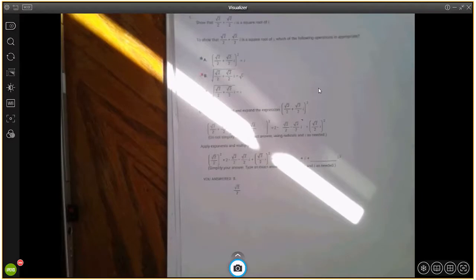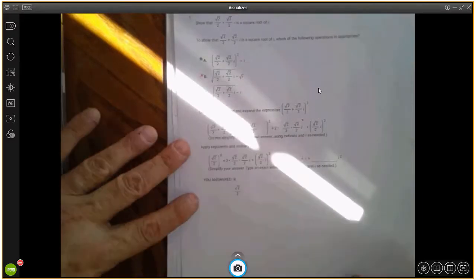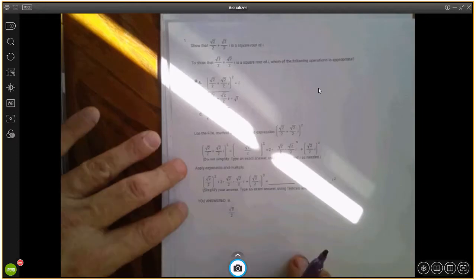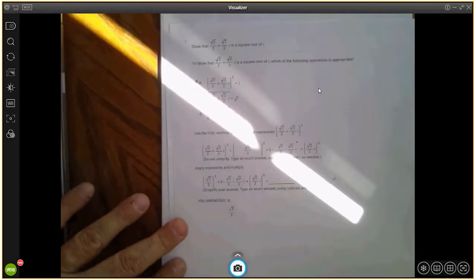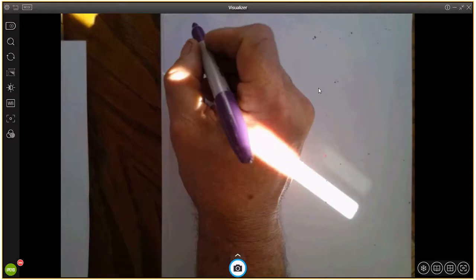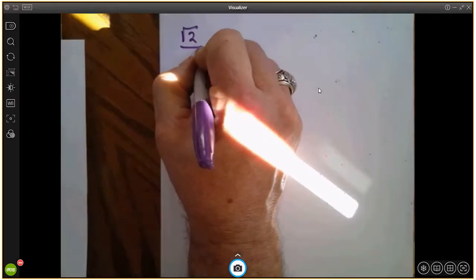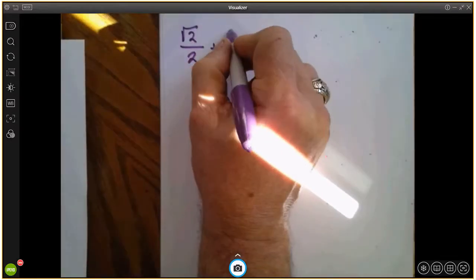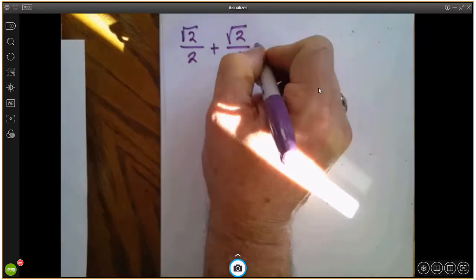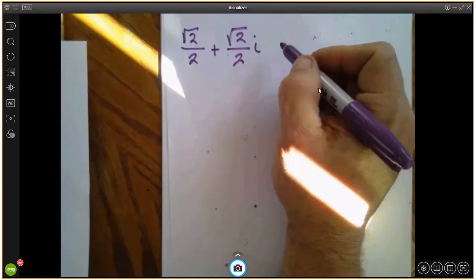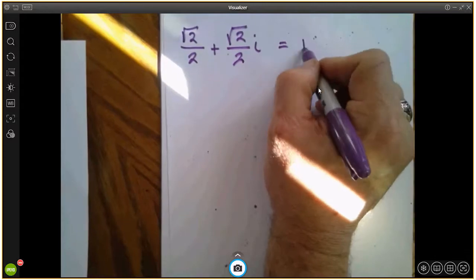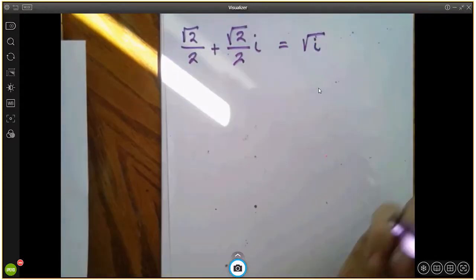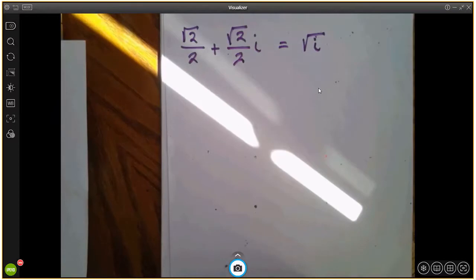Okay. This question says, show that the square root of 2 over 2 plus square root of 2 over 2 i is a square root of i. That's what the directions say. There it is. Well, in order to do this problem, you got to get rid of the radical, which means you got to square both sides.